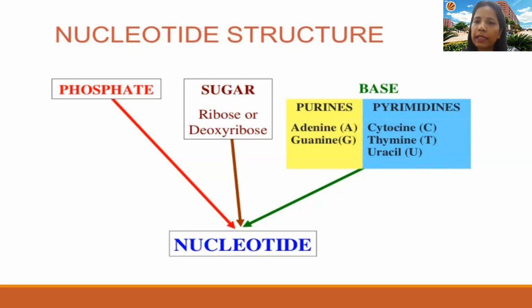Here you can see the bases. Bases are purines and pyrimidines. In purines, we have adenine and guanine, whereas in pyrimidines, we have cytosine, thymine, and uracil. Thymine is used in DNA, whereas instead of thymine, uracil is used in RNA. Otherwise, these 4 bases, in combination, make different nucleotides.